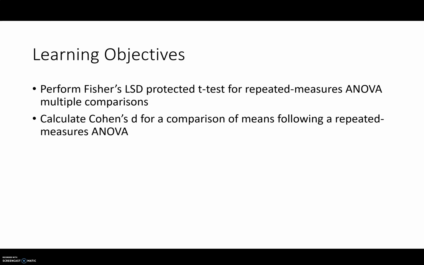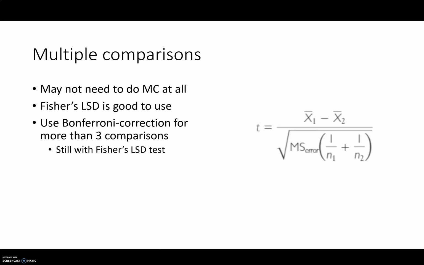So these are the learning objectives. We'll perform a Fisher's LSD protected t-test for multiple comparisons after repeated measures ANOVA. This is something that you've done before for a one-way ANOVA. It's the same formula, just showing how to do it as an example. And then we'll talk about another measure of effect size called Cohen's d, which is used to compare means and the size of the difference between means. And this is used across multiple tests, but we'll show an example from a repeated measures ANOVA as well.